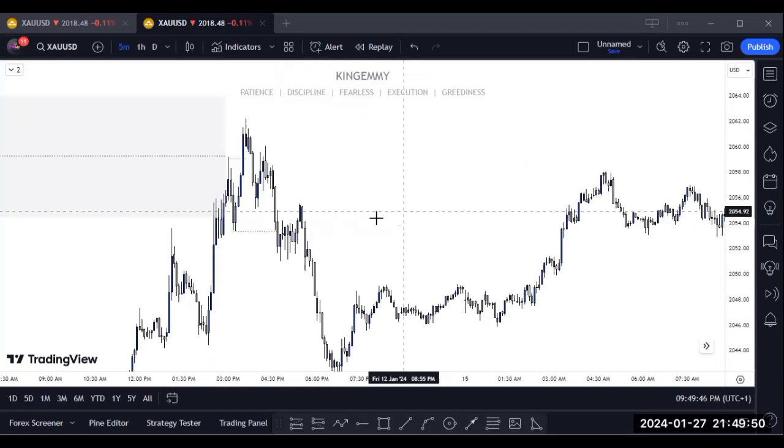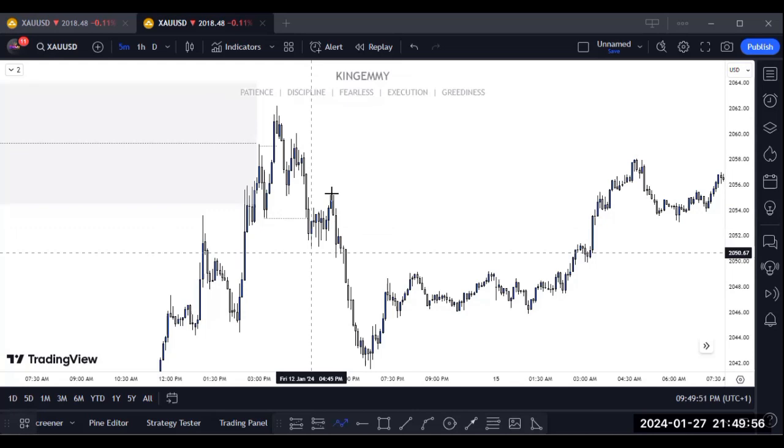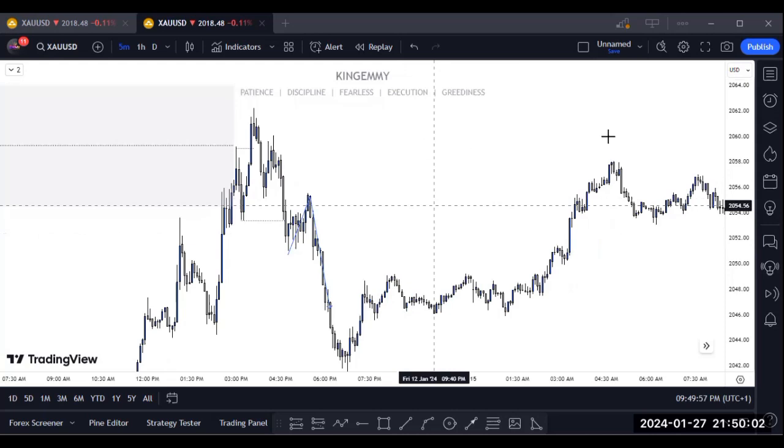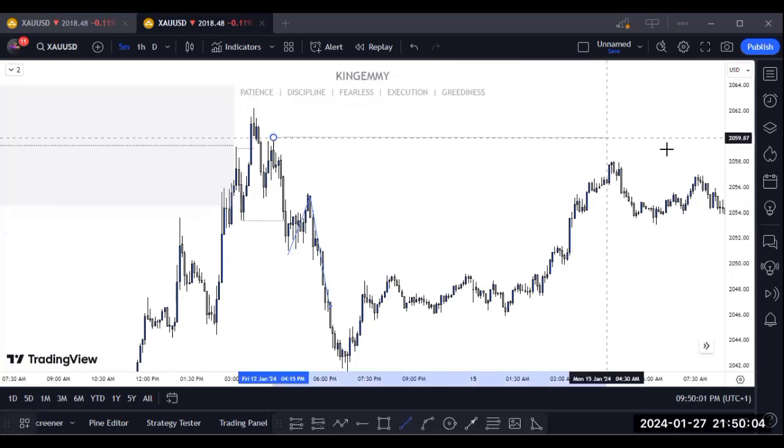I would not consider this as my liquidity. Me, from my own end, I wouldn't. Right? But some people took it from my group. I told them that it's a low probability trade. But if I want to take it, then my entry should be somewhere around this particular high.